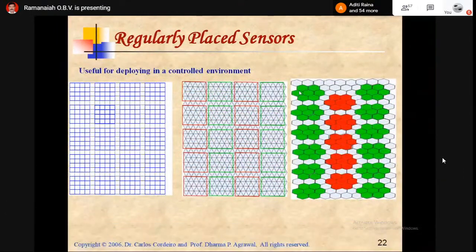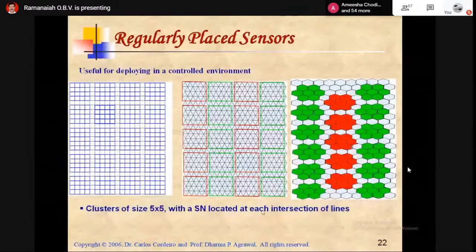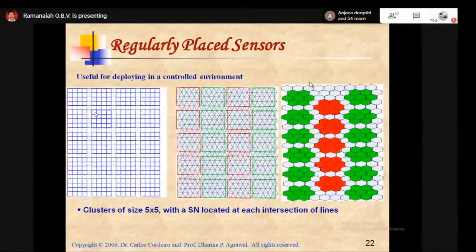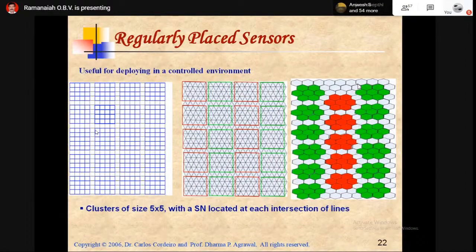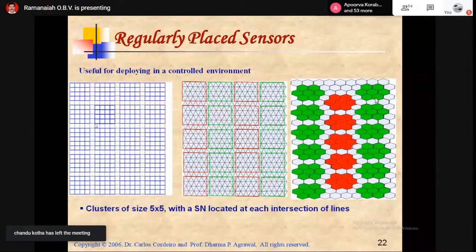And here you can see hexagon. 6 sides are there, right? Regular hexagon. So at the vertex, you will place one sensor node. So you can see this is the point referring to this. A cluster of size 5 by 5, 1, 2, 3, 4. It is not even 5 by 5, 4 by 4. A sensor node, how many are there? 1, 2, 3, 4, 5. Yes, sorry, it's 5 by 5 only. You have to count the vertex, right? So it is 5 by 5.